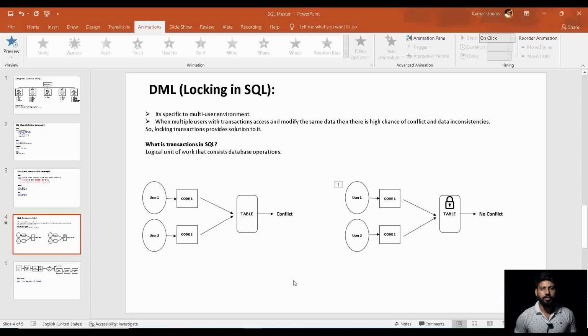Today I am here with a new video in the SQL video series, that is locking in SQL. We'll be looking at the overview of what locking in SQL is, why it is important, all these things we'll be watching in this particular video. So let's get started with the video.